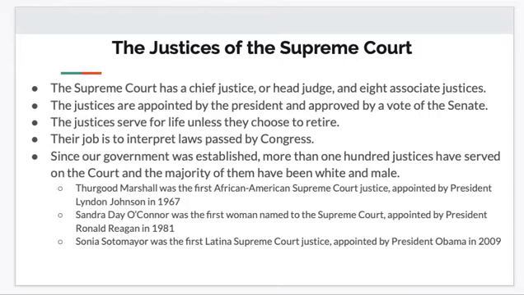Thurgood Marshall was the first African-American Supreme Court justice appointed by President Johnson in 1967. He ruled over the famous Marshall Court, which was very influential. Sandra Day O'Connor was the first woman named to the Supreme Court. She was appointed by President Reagan in 1981. Sonia Sotomayor was the first Latina Supreme Court justice appointed by President Obama in 2009.